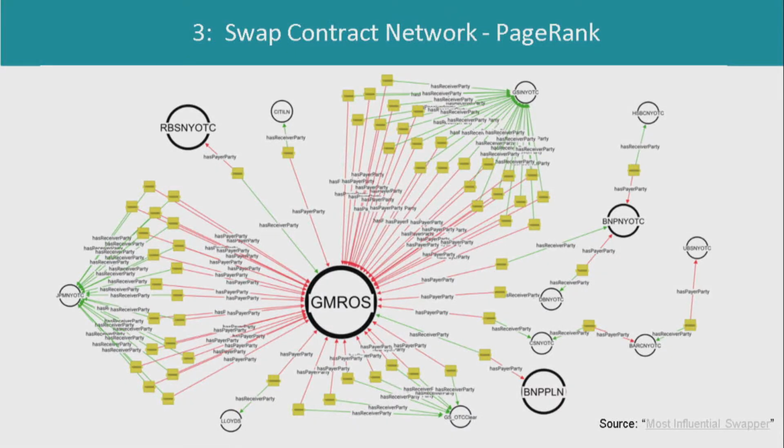What I realized when I did this is I didn't know which way to orient the PageRank because I didn't know which direction the swaps were going to go. But those are the actual swap transactions because these are actually swap contracts. So this is yet another view, and you can go see this online. The source is The Most Influential Swapper. It's on LinkedIn, and if you download the slides, you'll get the link to it.